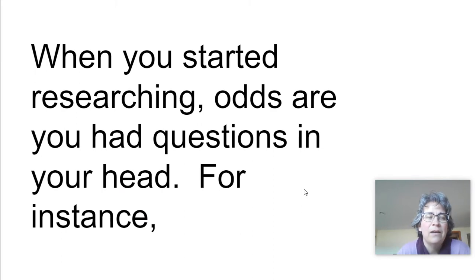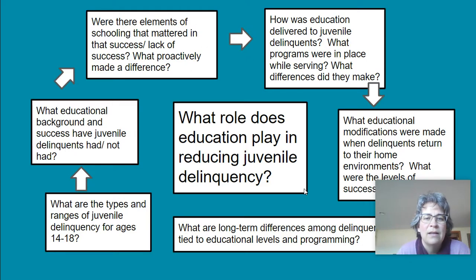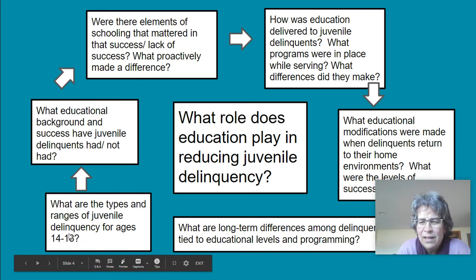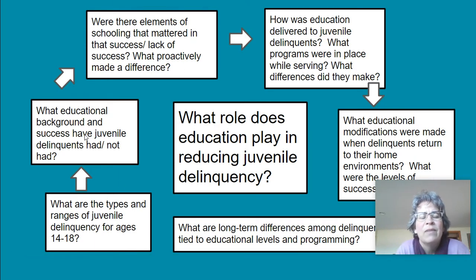So, odds are, when you started research, you had lots of questions in your head. For instance, maybe your essential question was, what role does education play in reducing juvenile delinquency? And maybe you said, well, I better first know, what kind of juvenile delinquency am I talking about? And what ages? And then, what kind of educational background did they have? And then you can go through this and you'll see question after question that relates. Each of these questions is a sub question. It's a question that rotates around your essential question.